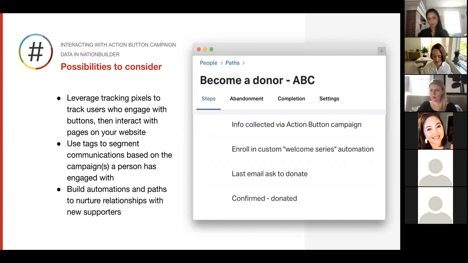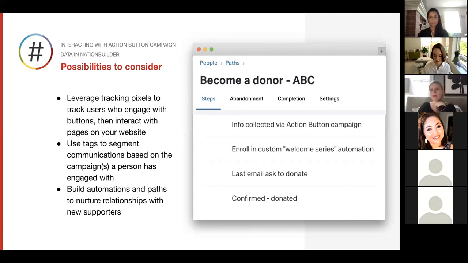So I think paths is a great example. That's something I've just mocked up here for us to take a look at. So again, if we're thinking about tracking how those people that have interacted with an action button campaign might be converted into donors, this is an example of how you might do that. I think automations are another really great thing to be thinking about here in terms of ways to reduce some of that manual work that might go into building that relationship with a supporter.